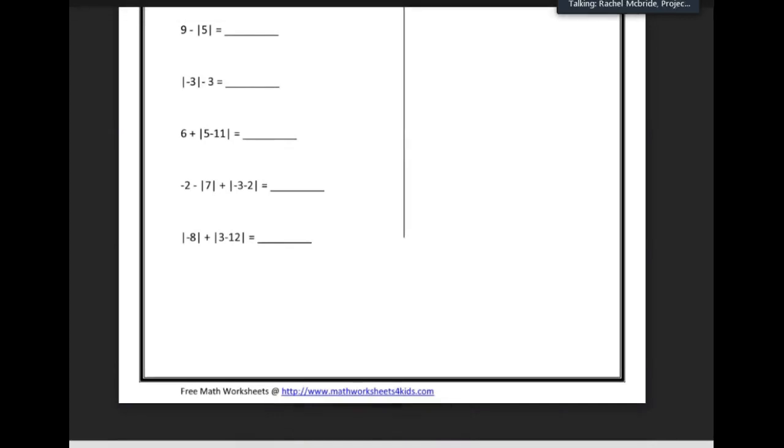Okay, number, I don't know, I lost count, but this is 6 plus the absolute value of 5 minus 11. Remember, absolute values are like parentheses. You're going to simplify the 5 minus 11 inside first. So 5 minus 11 is negative 6. Then the absolute value of negative 6 is 6. So that becomes 6 plus 6, or 12.